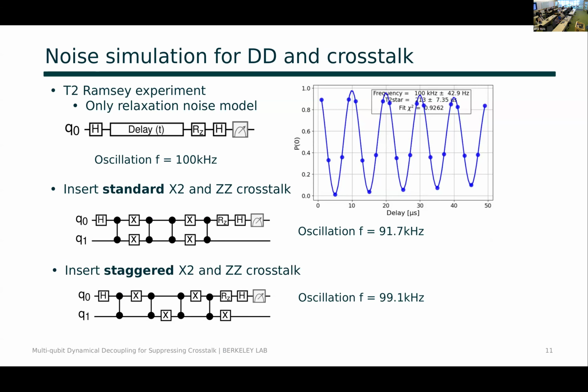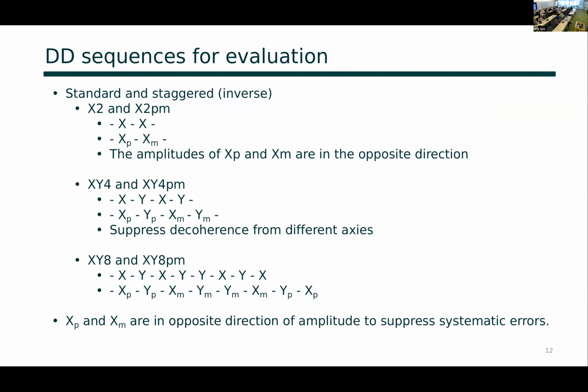So first, we just do some noise simulation to show that our protocol works. We perform this T2 Ramsey experiment, and the oscillation frequency at the beginning is 100 kilohertz. And then we introduce the neighbor qubit Q1 and insert this ZZ crosstalk and the standard DD X2 DD sequence. There is a shift of this oscillation frequency. But if we use our staggered DD protocol, oscillation frequency is almost the same as the original one. So it can show our protocol works.